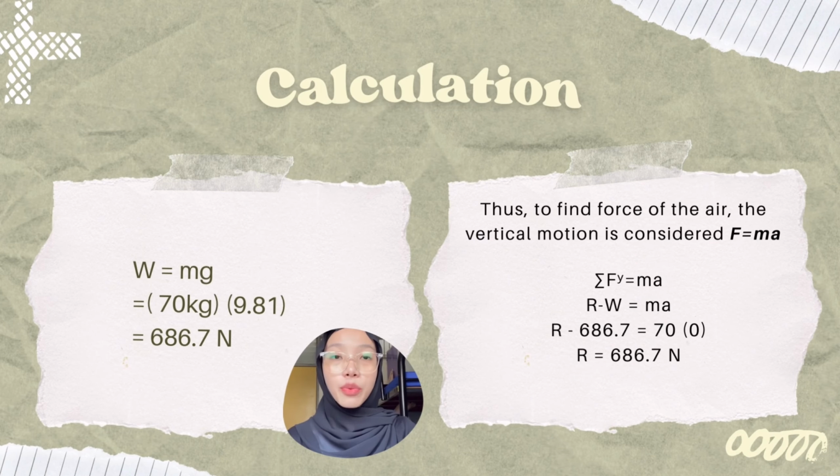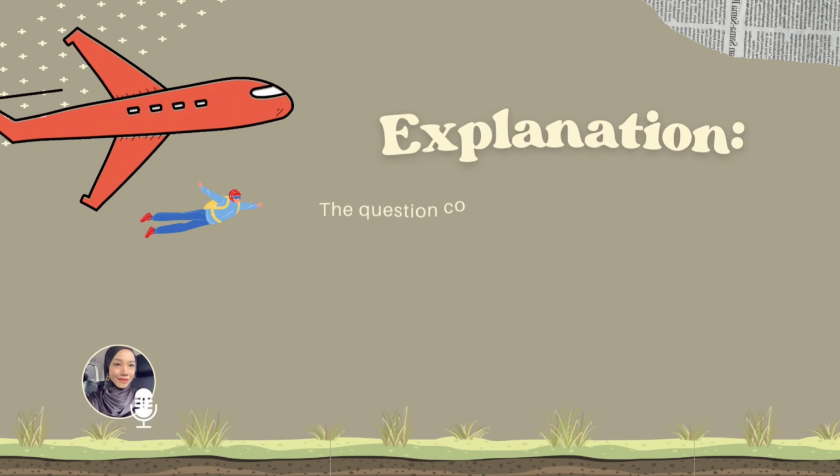As for calculation, the weight of a skydiver is the gravitational force exerted on it by the Earth. By using W equals mg, that is always pointing downward, the weight of the skydiver is 686.7 Newton, which is the multiplication of 70 kg by 9.81. Thus, to find the force of the air, the vertical motion is considered, F equals ma, which results in a resistance of 686.7 Newton.